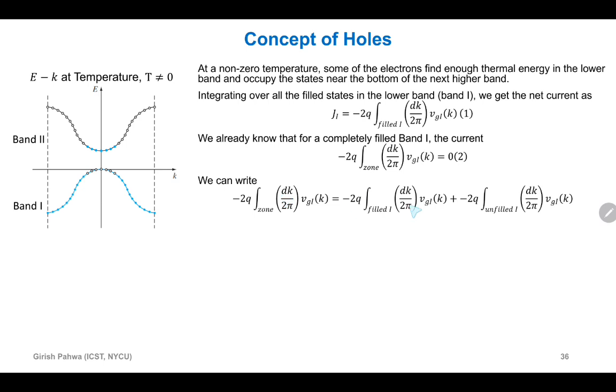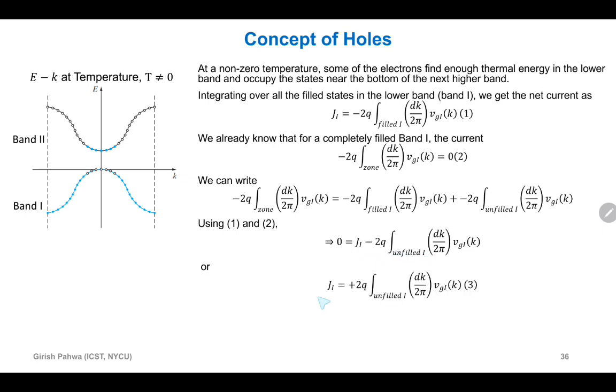So what do I get? This is 0, this is J1, I get this, right? And I can write J1 in this form as well. So J1 in this form, in equation number 1, I have integrated over the filled states in band 1, but here I have integrated over the unfilled states in band 1, but I changed the sign of the charge. I wrote plus 2q instead of minus 2q.